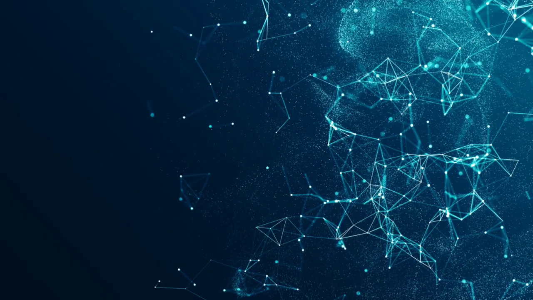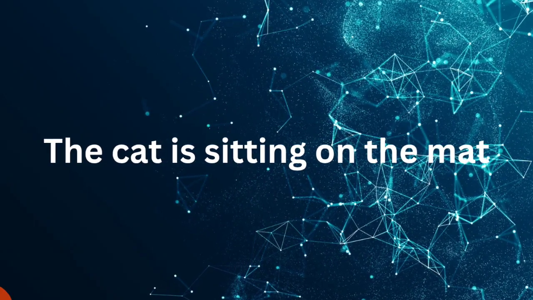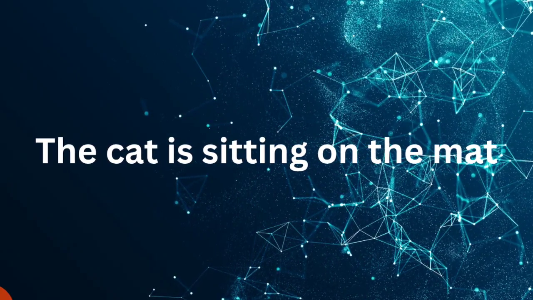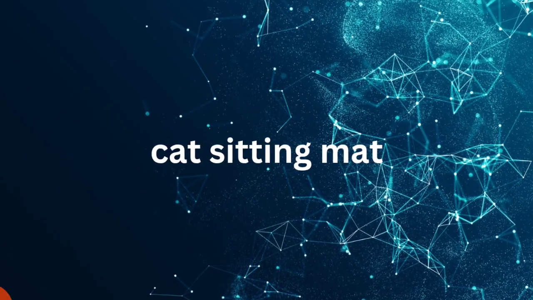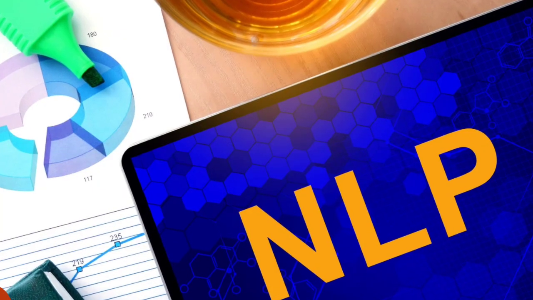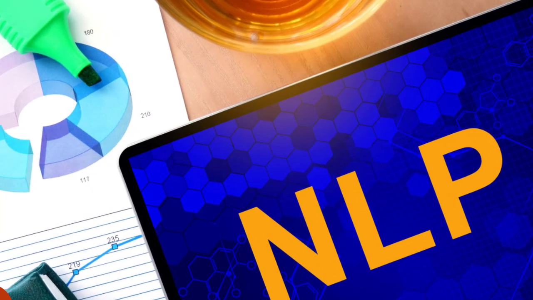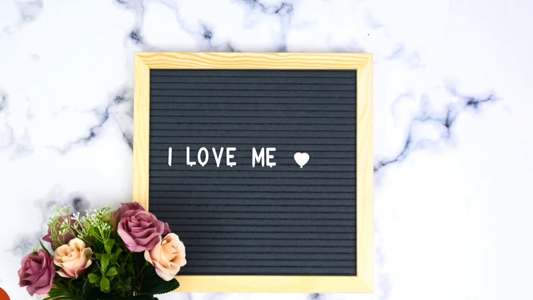For example, in the sentence "The cat is sitting on the mat," stop words like the and is can be removed, leaving cat sitting mat, which still conveys the core meaning. While most NLP libraries, like NLTK, spaCy, and scikit-learn, provide predefined lists of stop words, selecting the right stop words depends on the context and application.